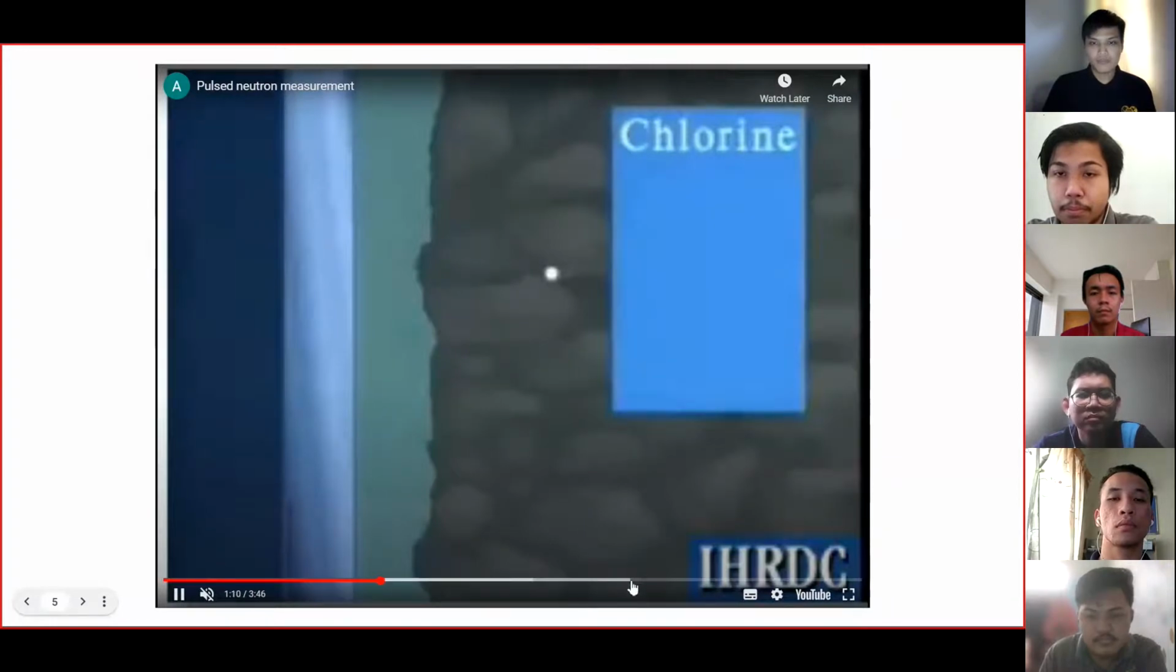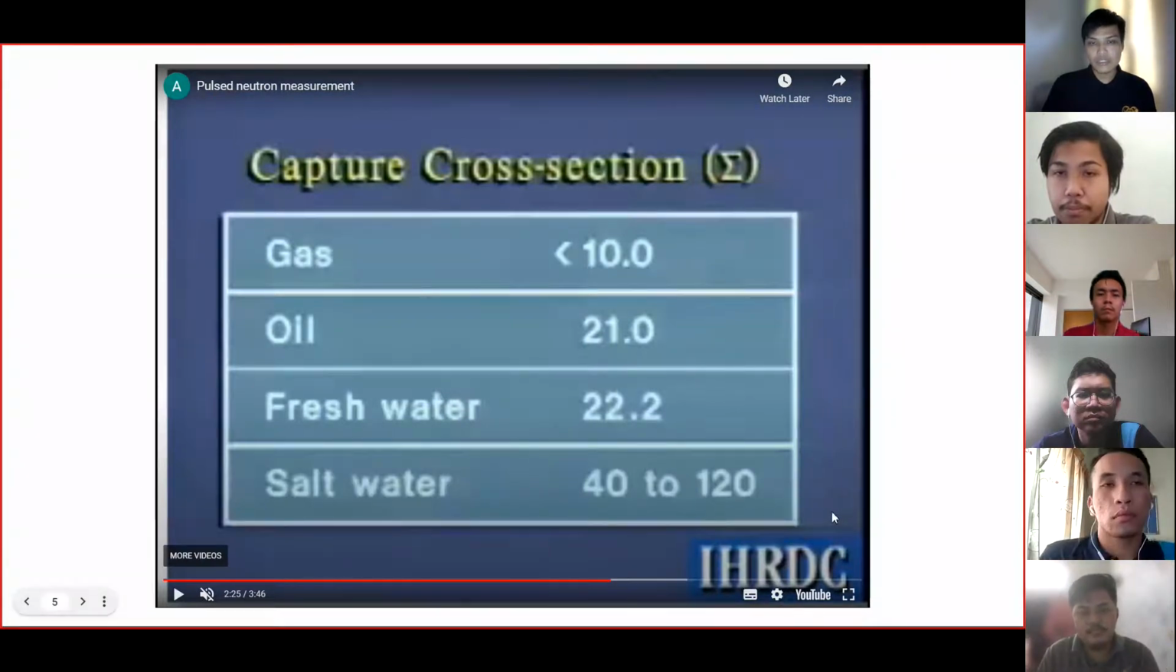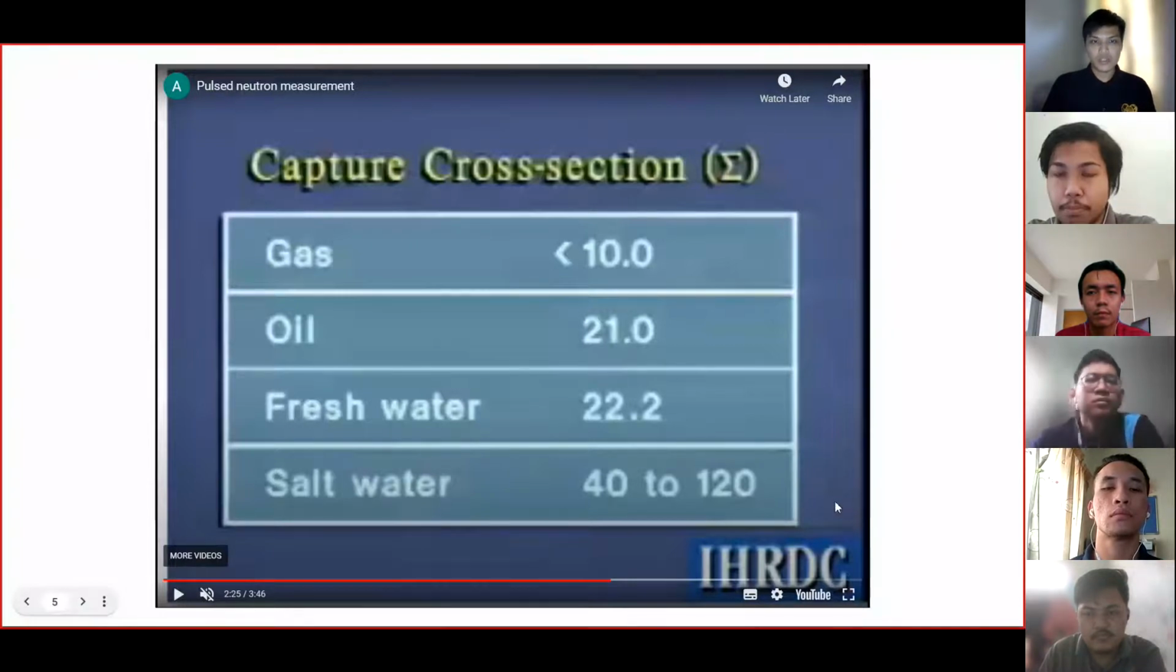As we know, different fluids have different sigma values. The gas component is less than 10 sigma, the oil component is 21 sigma, freshwater 22, and saltwater 40 to 120. So as we can see here, oil and freshwater do not have much difference. That's all from me.